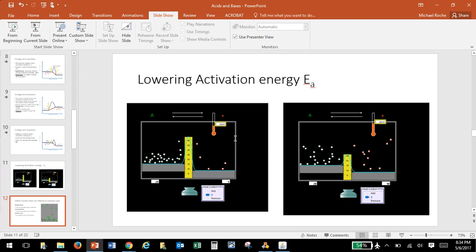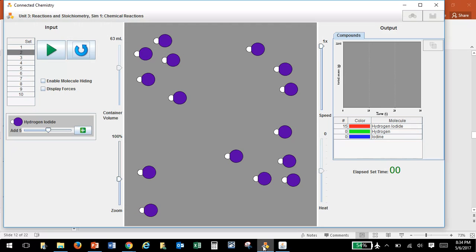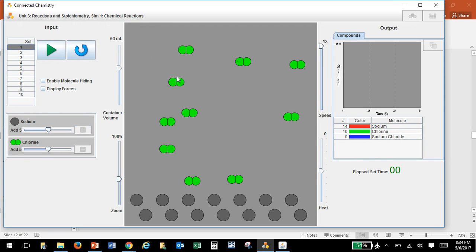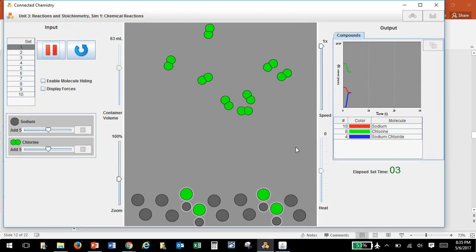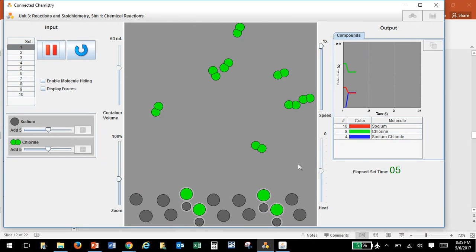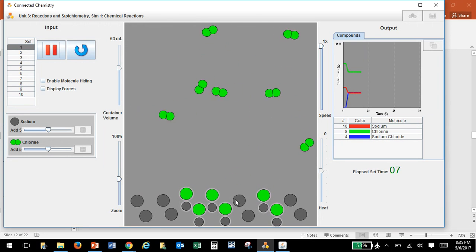So let's get into a different simulation here. I'm not thrilled with this, but it's the best there is out there that I could find thus far. All right, so here we have chlorine gas, Cl2, and here we have sodium atoms. And for these things to react, if we get it going, they need to collide, right? The chlorine has to actually see the sodium so that it can make salt, sodium chloride. So there has to be a collision.